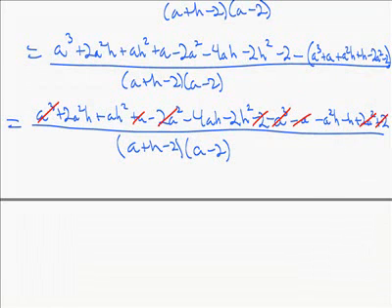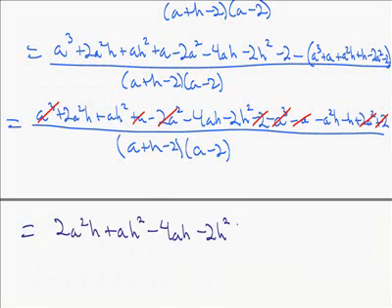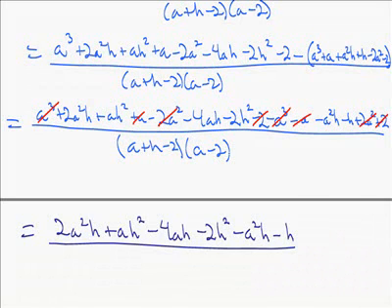Alright, so we're down to something that's not too bad here. It's kind of manageable. We have 2a squared h plus ah squared minus 4ah minus 2h squared minus a squared h minus h. Is that right? Yeah, okay. All of that divided by, let's go ahead and do this multiplication here. I take the a, I get a squared plus ah minus 2a. If I take the negative 2 through, I get minus 2a minus 2h plus 4.